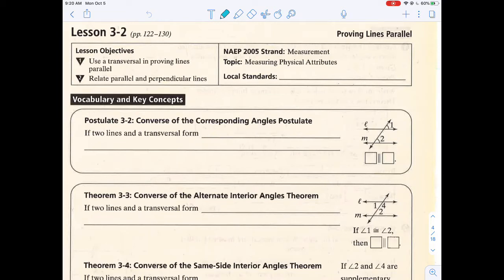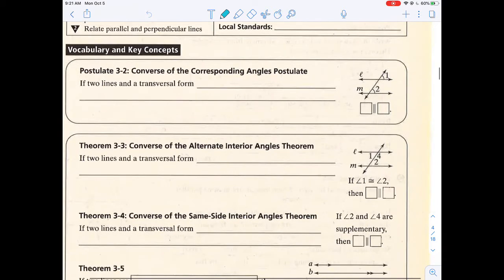Okay, lesson 3.2 is about proving lines are parallel, and our objectives are to use a transversal in proving lines are parallel and to relate parallel and perpendicular lines. So, first up, vocabulary and key concepts. We've got a postulate here.